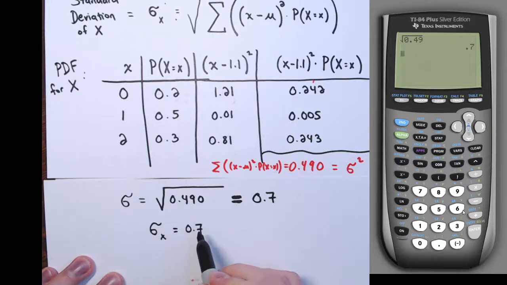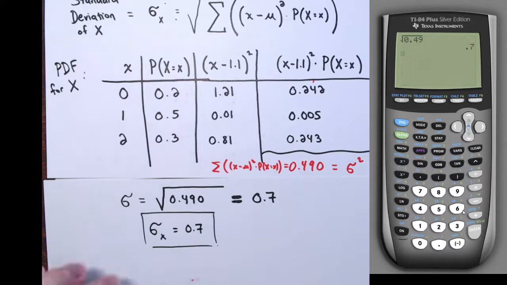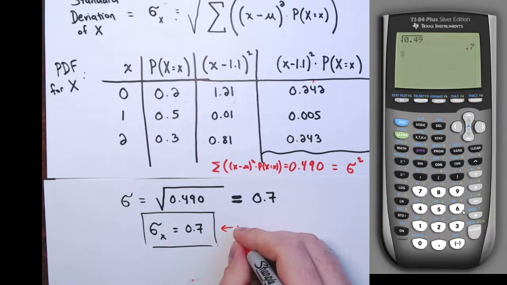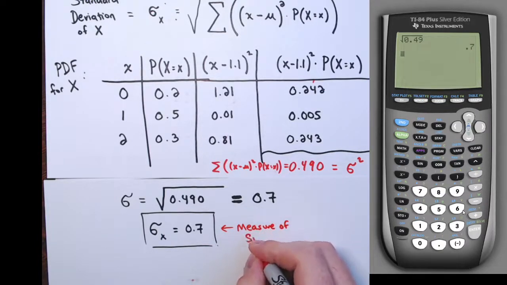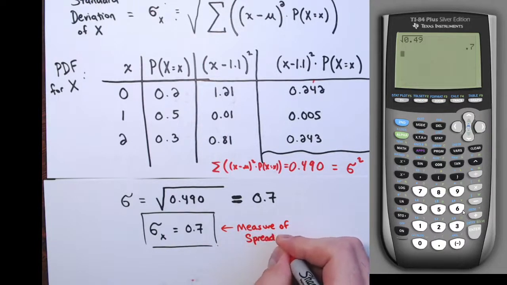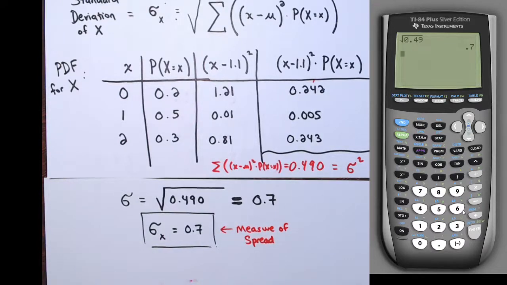Okay, so there's the standard deviation. And remember, the standard deviation is a measure of spread. The larger the standard deviation, the further spread out the random variable values are. The smaller the standard deviation, the more tightly packed they are.